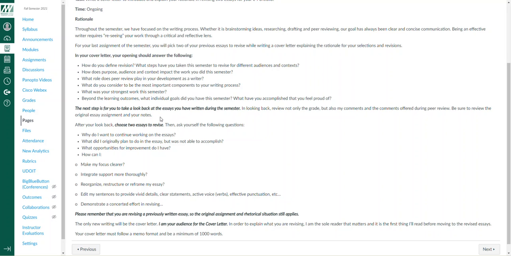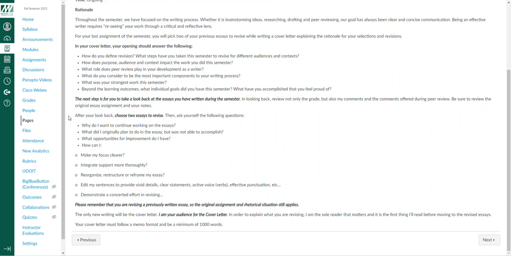So the original essay assignment applies. Go back and take a look at your essays. Okay, so after you look back, choose 2 essays to revise, then ask yourself the following questions. And the questions are pretty much straightforward, so you're going to need to really engage with this assignment. Why do I want to continue working on them? What did I originally plan to do in the essay but was not able to accomplish? What opportunities do I have for improvement?